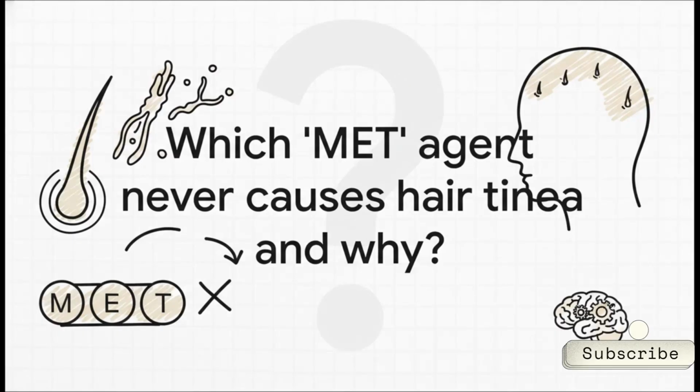Okay, to wrap things up, here's a quick recall question for you. Think back to our MET mnemonic. Which of those 3 agents will you never see causing a hair infection, a Tinea capitis, and why? The clue is right back at the beginning of this explainer. Think about what each one infects. That's a classic exam-style question right there.